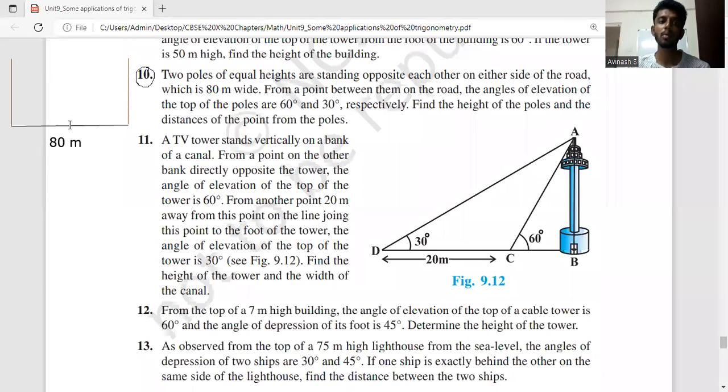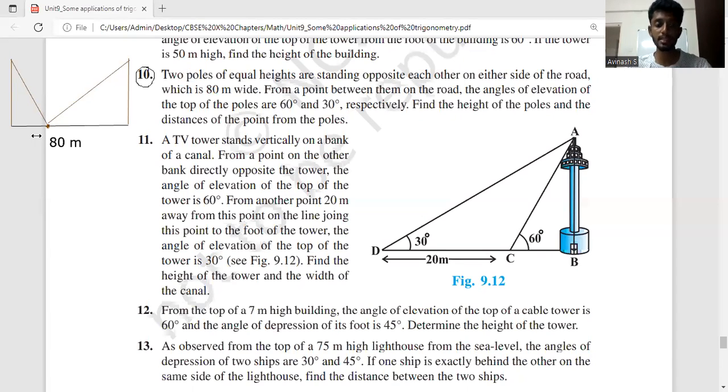From a point between them on the road, let us imagine this is the point, the angles of elevation of the tops of the poles are 60 and 30. So the one that is closer is 60 and the one that is far away is 30. Which means the point is closer to the first pole than the second pole. Suppose the angles were 30 and 60, then we would understand that the point of observation is more towards the second pole than the first pole.